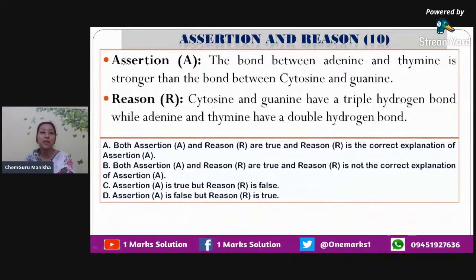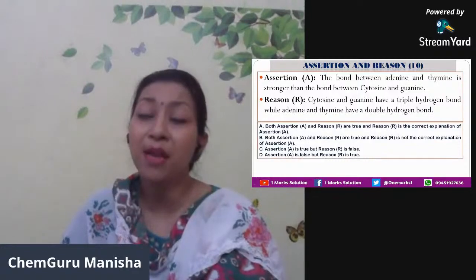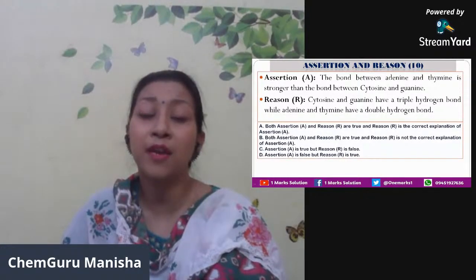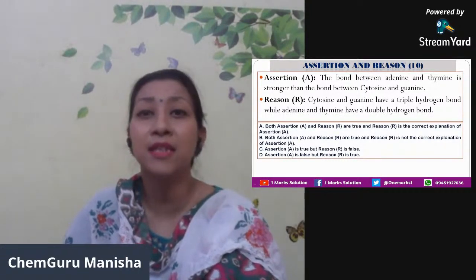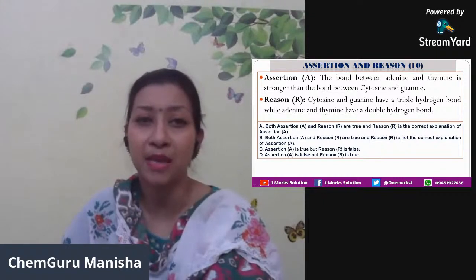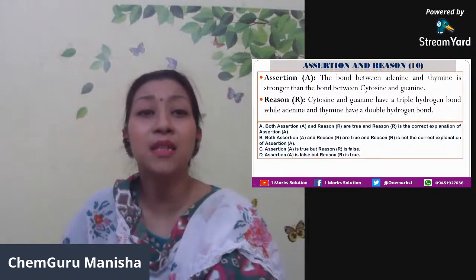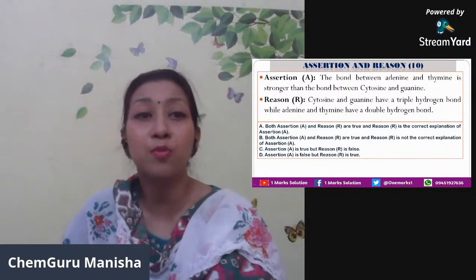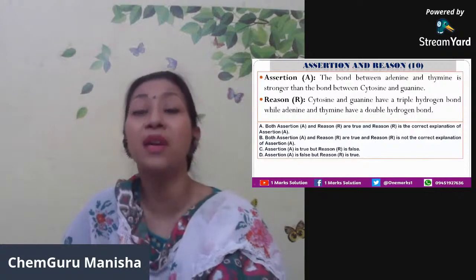10th statement that we have is the bond between adenine and thymine is stronger than the bond between cytosine and guanine. This is not true because adenine, guanine, cytosine, thymine, they all are various type of nitrogenous bases present in DNA. So जब हम pairing की बात करते हैं, complement nitrogen bases की बात करते हैं, तो A and T and C and G they make pairs, right?